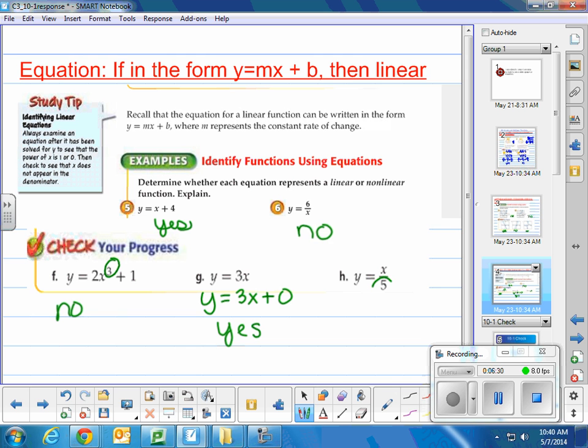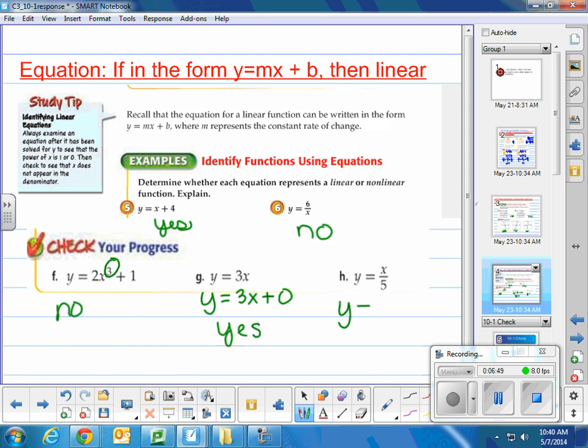Oh, rewind, silly me. Must be Monday. I was mistaken. I was thinking the x was in the denominator, but the x is actually in the numerator. So this one actually is linear. It was a little bit of a trick, and I almost fell for it too.